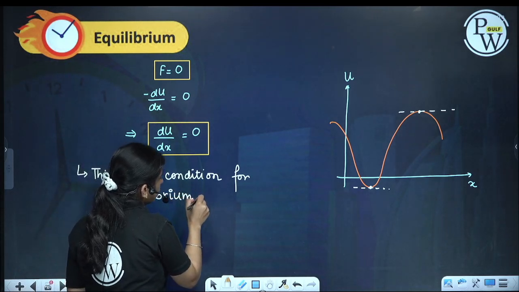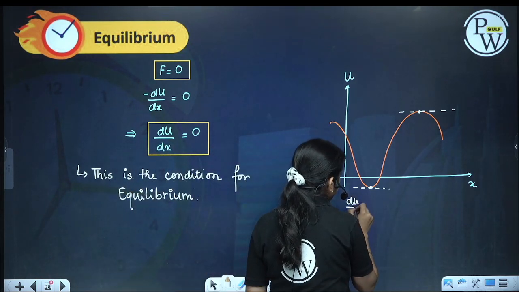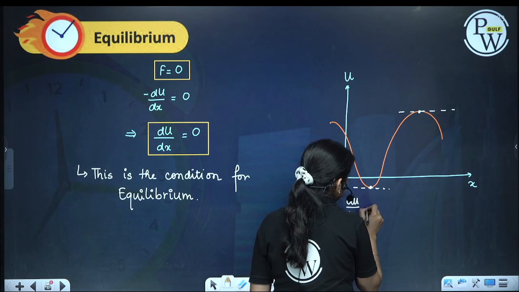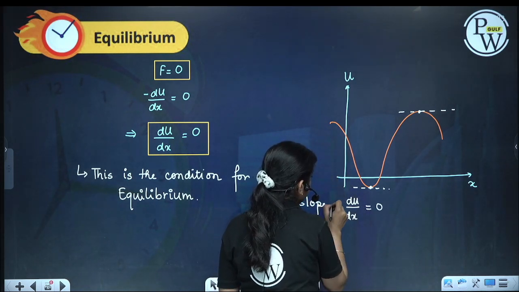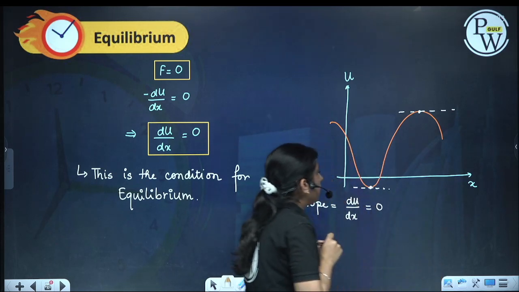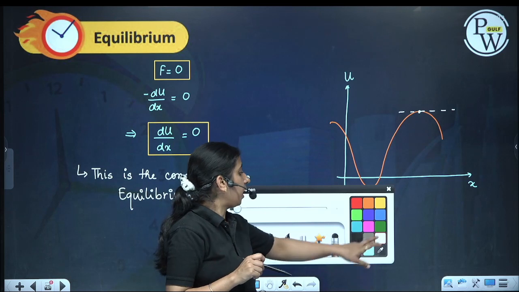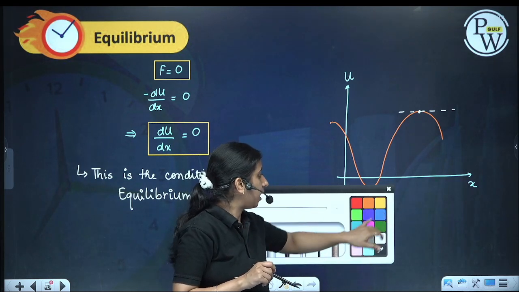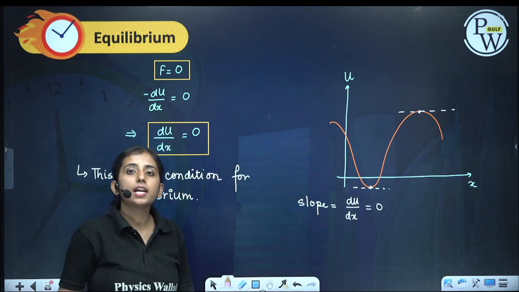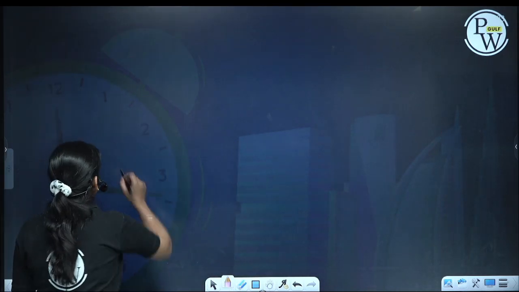When is a body said to be in equilibrium? Whenever we have dU/dx, that is the slope, equal to 0. Where is the slope 0? It will be 0 at the maxima and minima points. Now we have to check whether it will be a stable equilibrium or an unstable equilibrium.